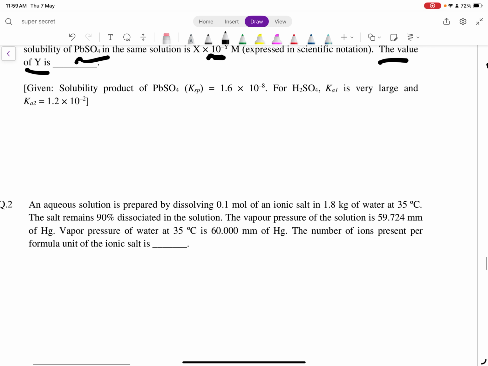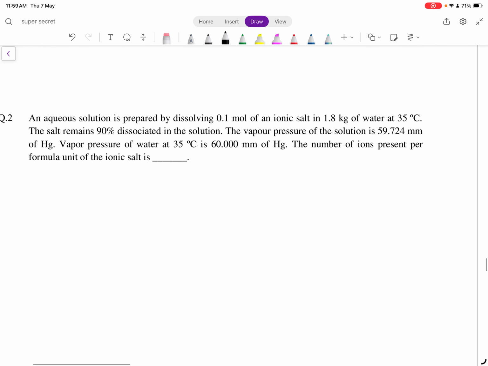So we have question 2. An aqueous solution is prepared by dissolving 0.1 mole of an ionic salt in 1.8 kg of water. The salt remains 90% dissociated in the solution. The vapor pressure of the solution is this much. Vapor pressure of water is this much. The number of ions present per formula unit of the ionic salt.